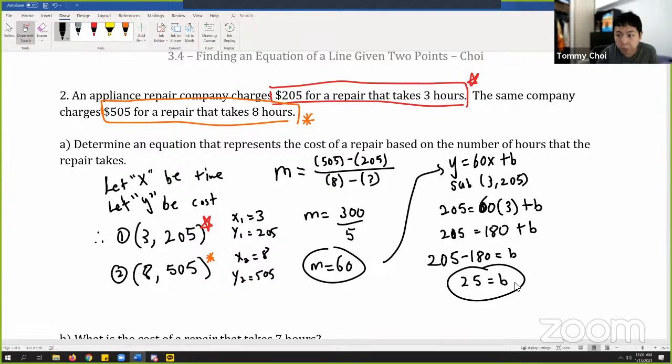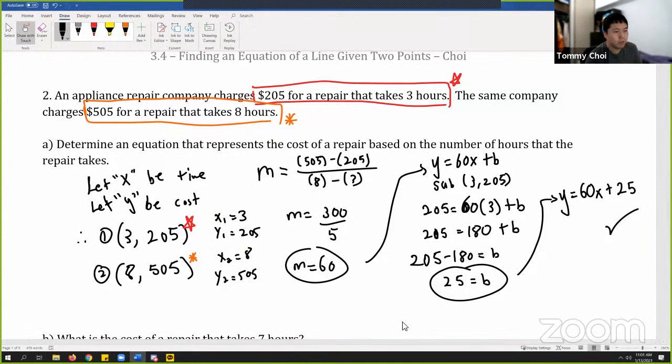We now have our slope and y-intercept. What's our final equation? Y is equal to 60x plus 25. And there's our final equation here.